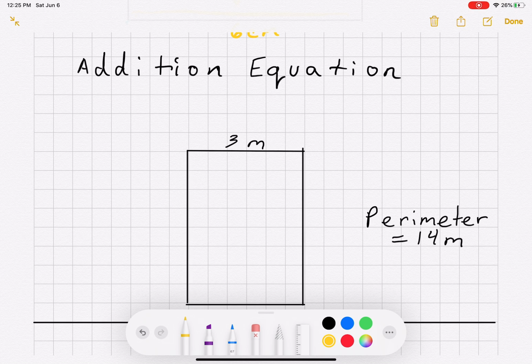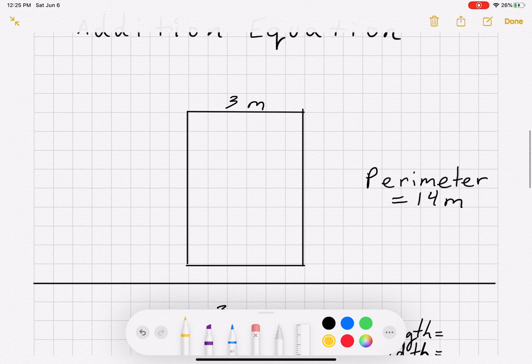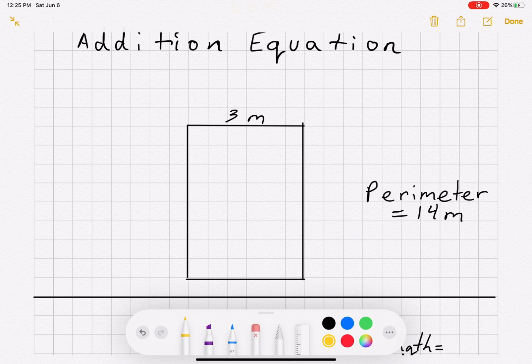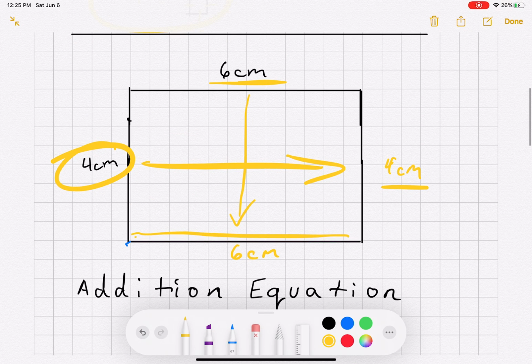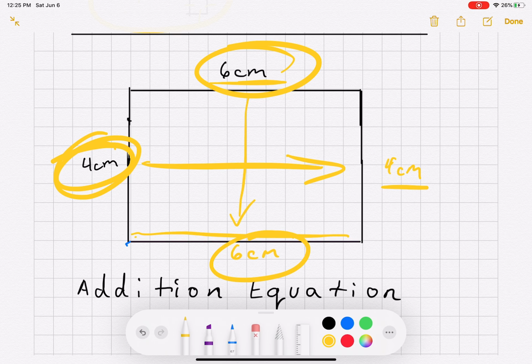Okay, many problems are going to give you a little bit of information, but not all the information. Okay, so if we look back here, the perimeter of this shape is 6 plus 4 is 10, plus 6 plus 4, so it's 20 centimeters, right?